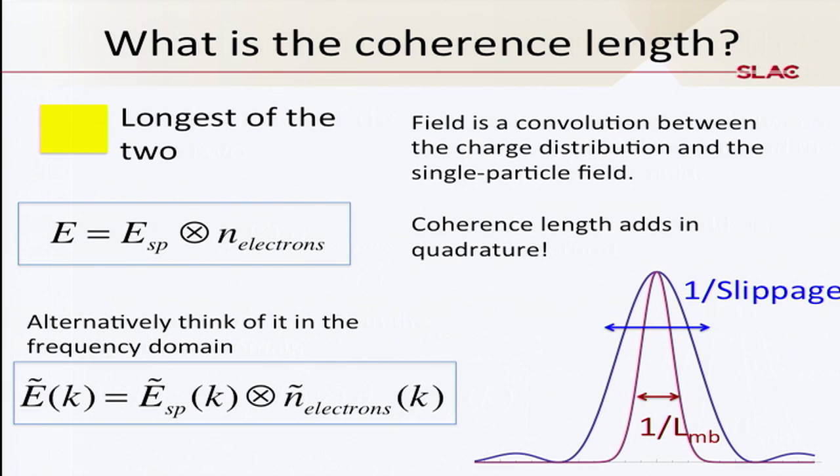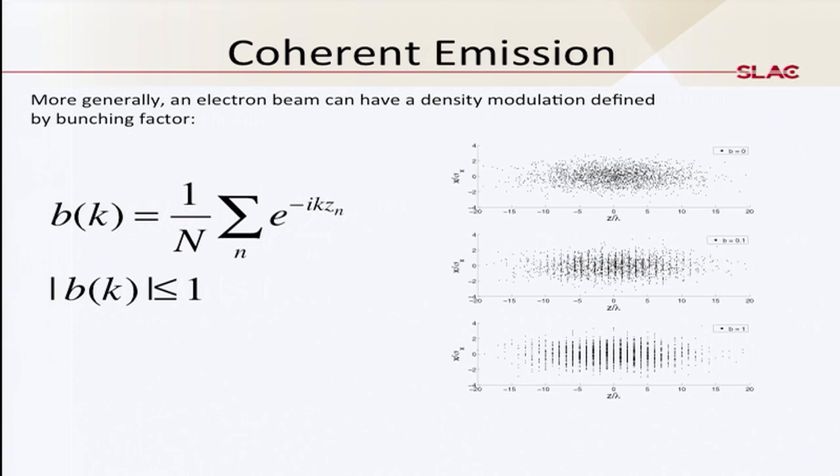Now, I've showed you a few simplified cases. In general, you never have a clean cut situation like that. Microbunching is never 100% even for one slice of your electron beam. So normally what you do is you define something called a bunching factor, and it's given by the sum of the phase terms of each electron divided by the number of electrons in the whole beam. In this case, you can use the whole beam.